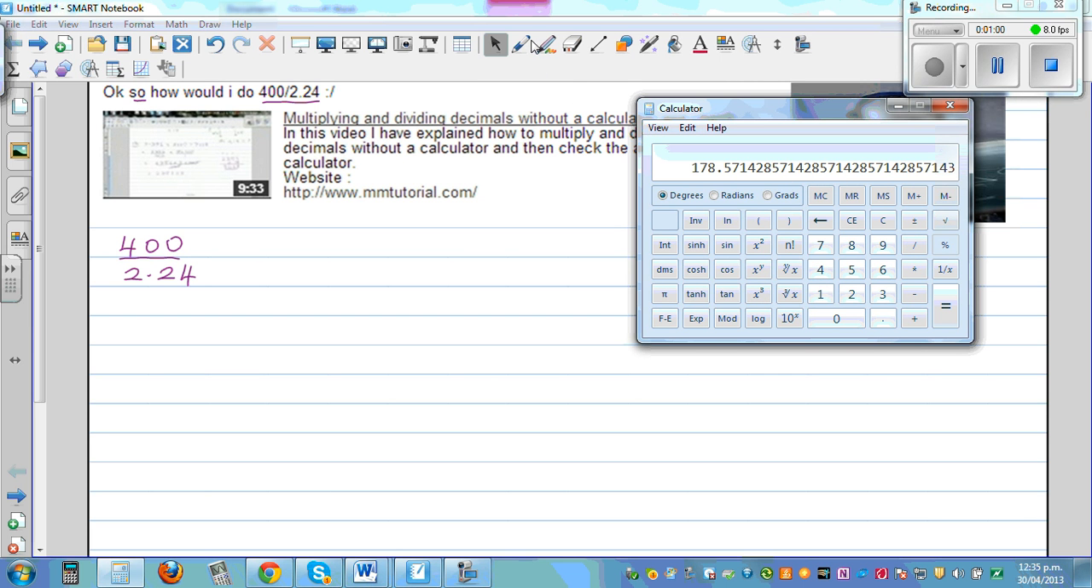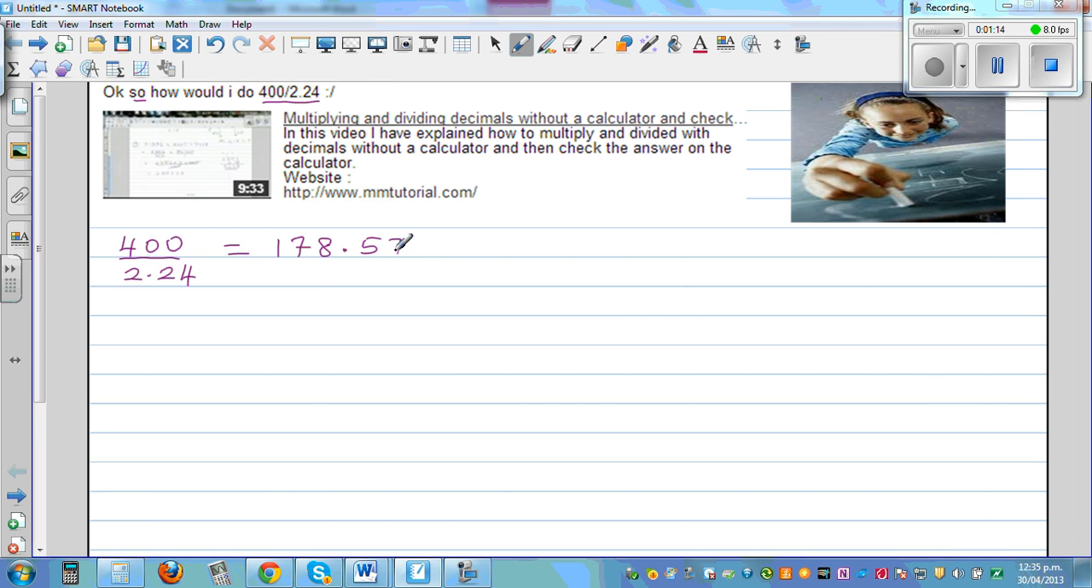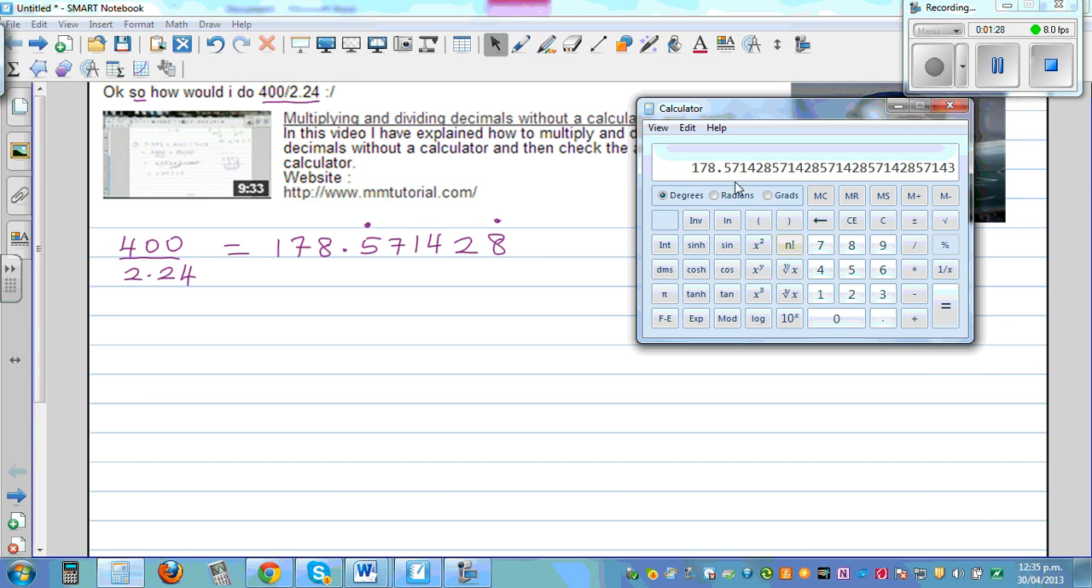So I will write the answer first. It's 178.571428 recurring. If you put a recurring dot on these two numbers, that means this is recurring. So let me show that number again. 571428, 571428, and it keeps going on.